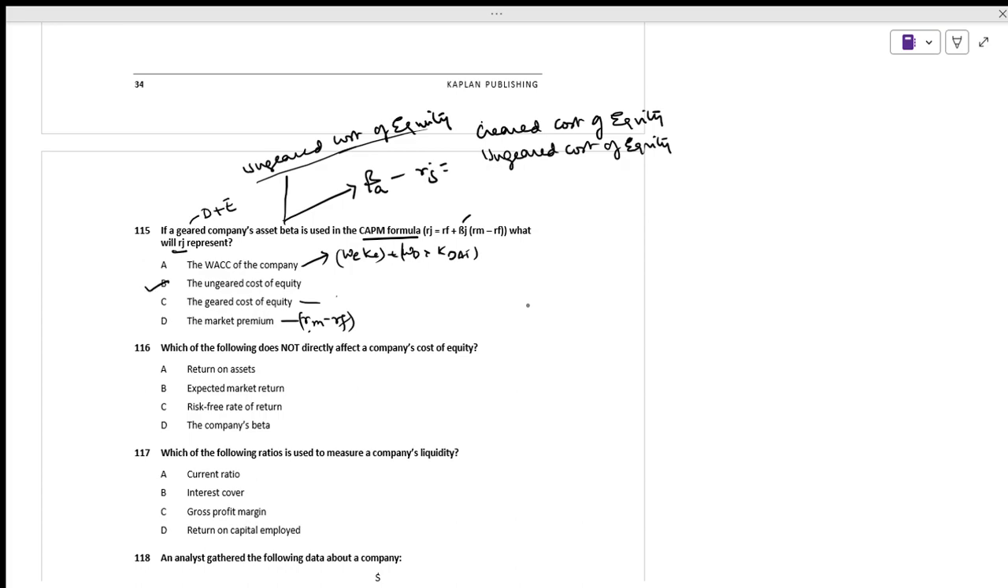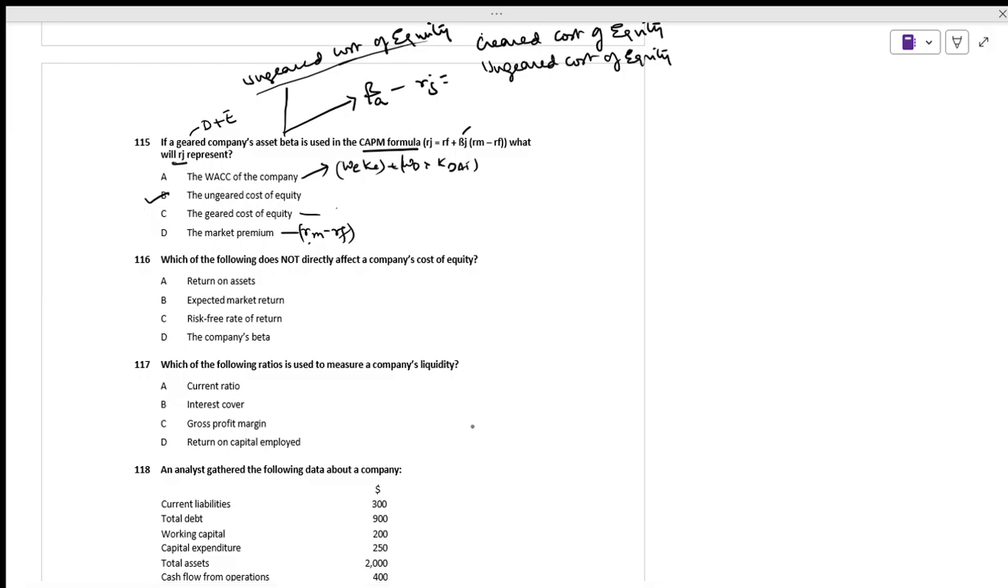Which of the following does not directly affect the company's cost of equity? Expected market return, RM, is one. Return on assets, RF, and beta are the others. What is the formula for CAPM? RF plus beta into RM minus RF. The answer is A. All these will have an effect.